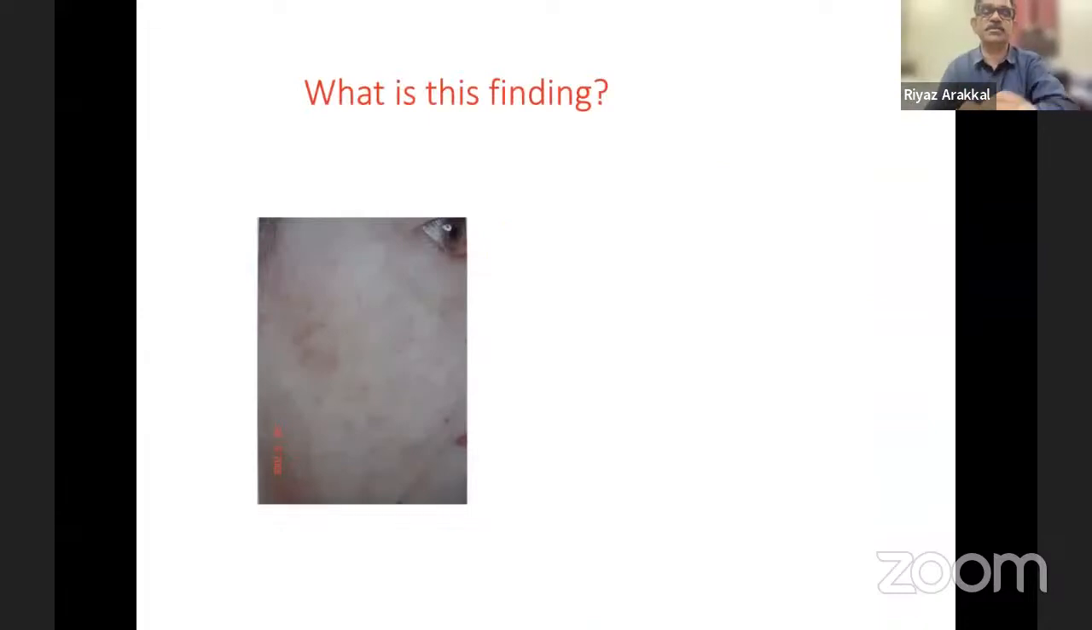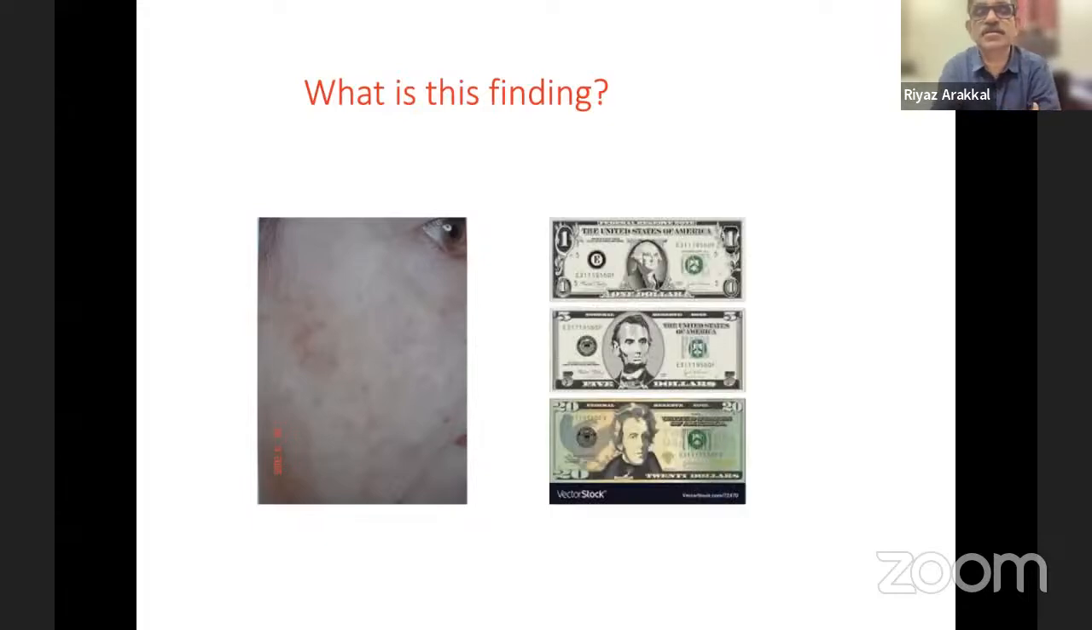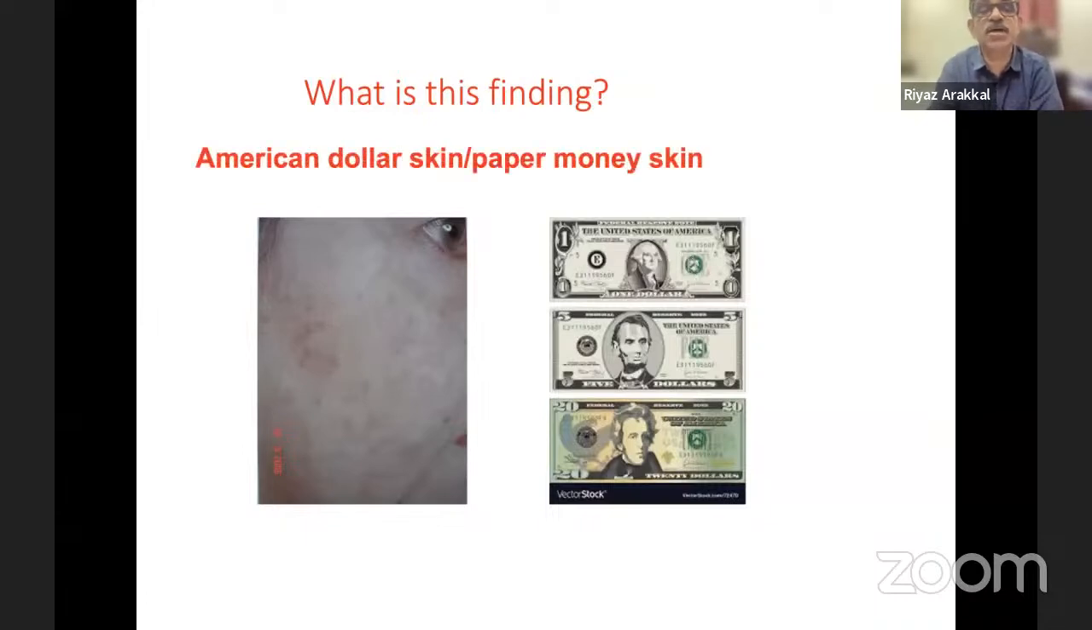What is this finding? It's not a child, but what is this finding? Anybody? This is the clue for that. In patients with decompensated chronic liver disease, cirrhosis, you get a lot of telangiectasia, and these telangiectasia resemble the threads of American dollars. So this sign is called American paper money skin, or the paper money skin.